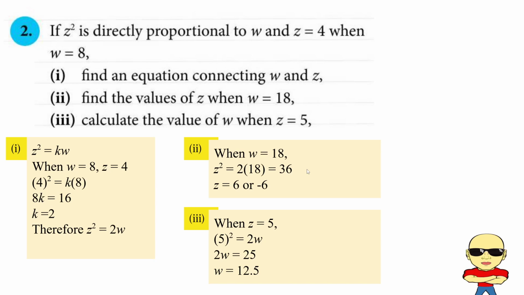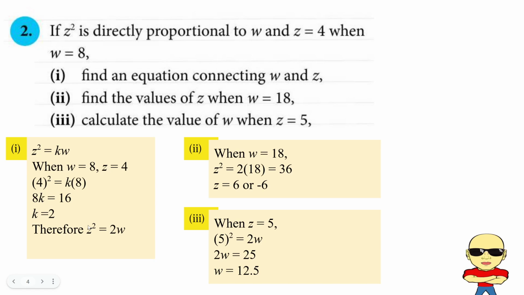Next question. If z squared is directly proportional to w, right? So we have z squared equals kw. z is 4 when w equals 8. Substitute them in, we can find k. So k is equal to 2. Therefore, write it out properly: z squared equals 2w.